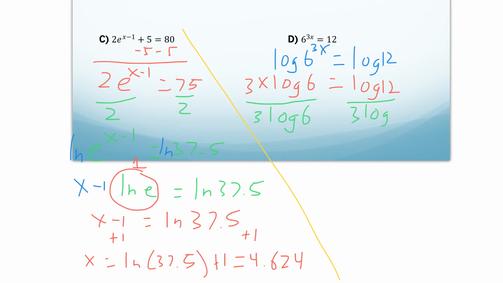When you type this in your calculator, make sure you do log of 12 divided by the quantity 3 times log of 6. This one, x equals 0.462.